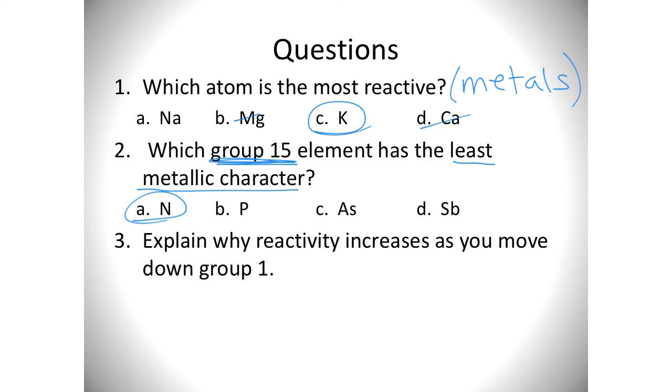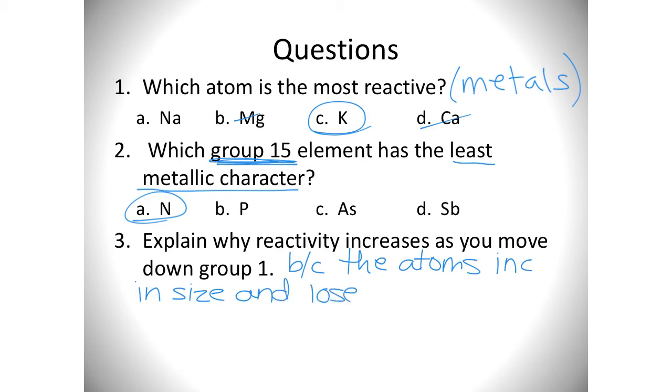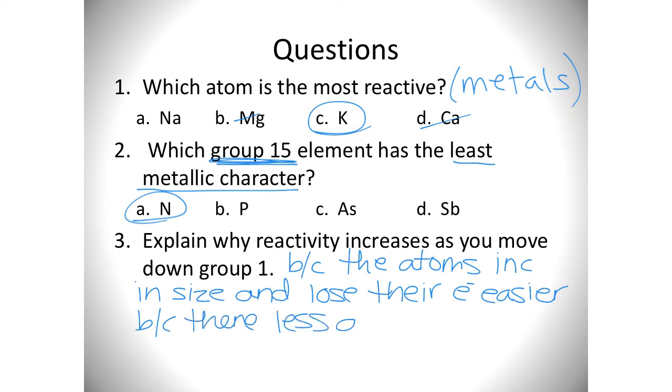Number 3, explain why reactivity increases as you move down group 1, because the atoms get larger, so increase in size, and lose their electrons easier because there is less attraction between the nucleus and the valence electrons since they are larger.